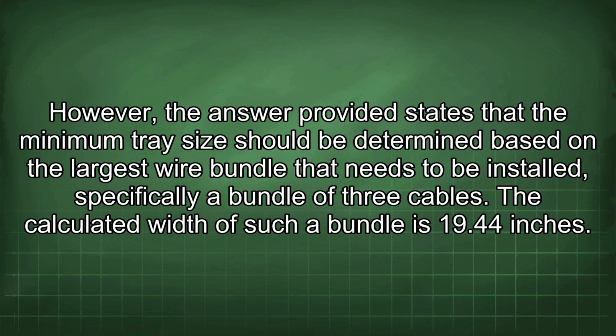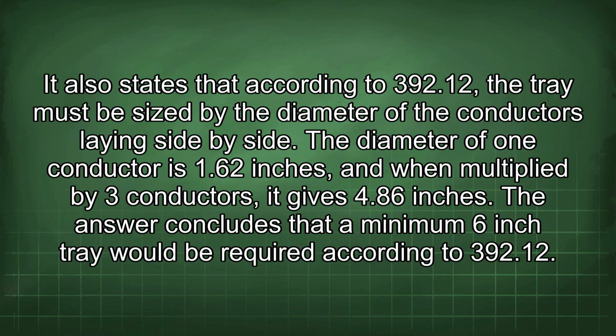However, the answer provided states that the minimum tray size should be determined based on the largest wire bundle that needs to be installed, specifically a bundle of 3 cables. The calculated width of such a bundle is 19.44 inches. It also states that according to 392.12, the tray must be sized by the diameter of the conductors laying side by side. The diameter of one conductor is 1.62 inches, and when multiplied by 3 conductors, it gives 4.86 inches.